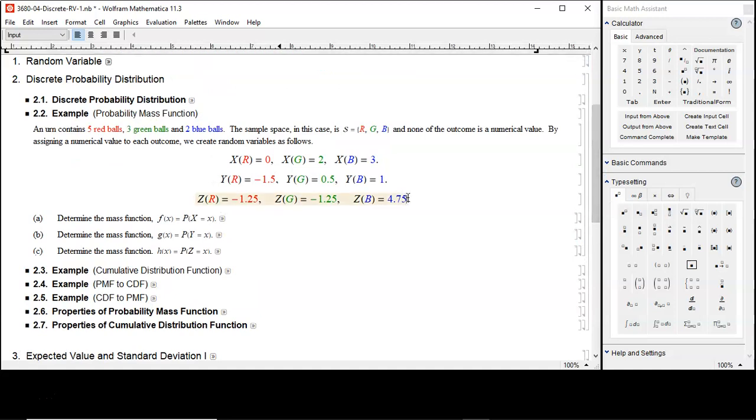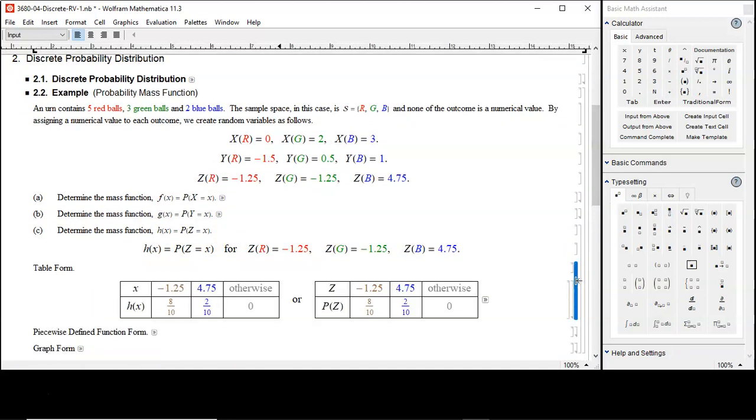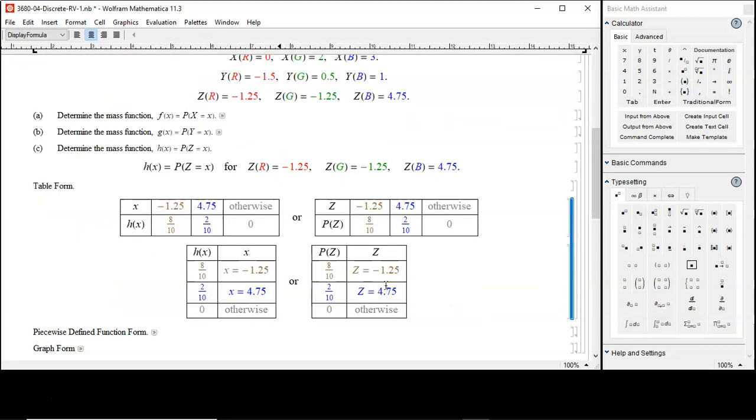Now, how about the third one here? In this case, you can have only 2 possible values, negative 1.25 or 4.75, nothing else. As far as this random variable z is concerned, there's no distinction between r and g. So we have this tabular form, 1/10 versus 2/10. Those are probabilities. And red or green, no distinction there, so I just use brown here for negative 1.25. And that. Make sense? And the probabilities always add up to 1.